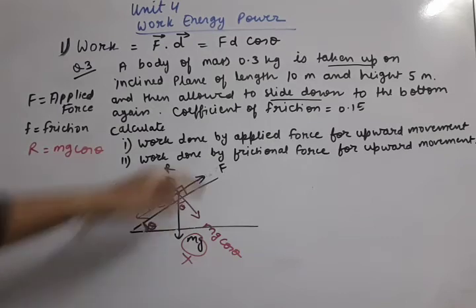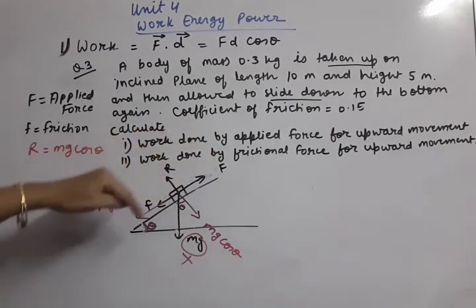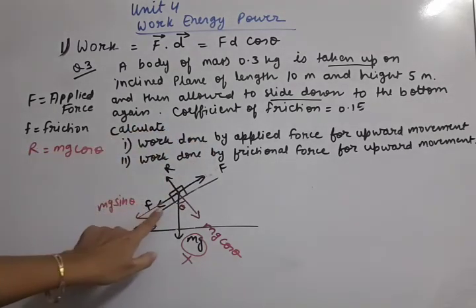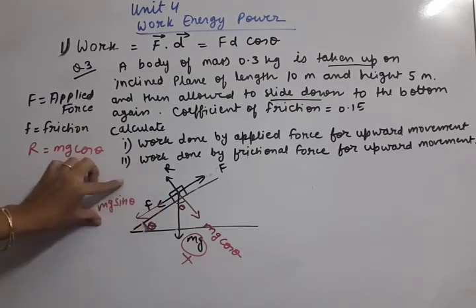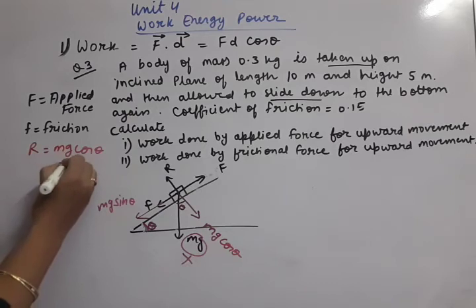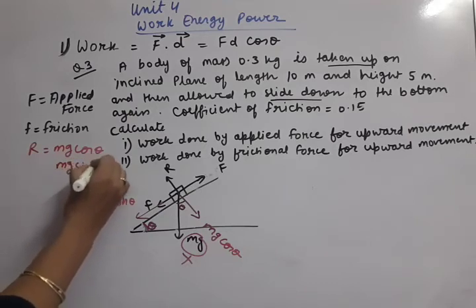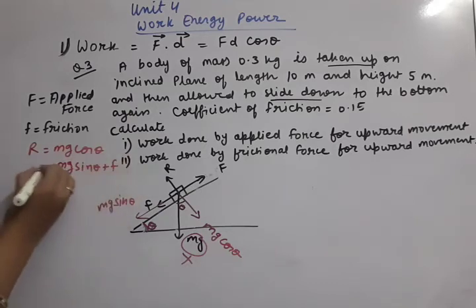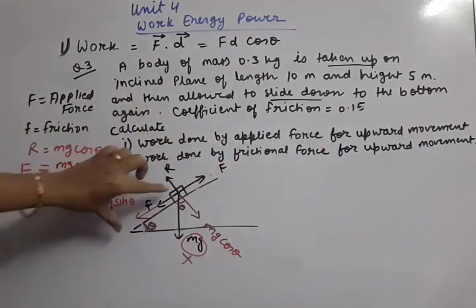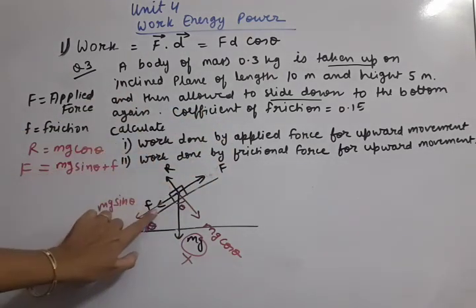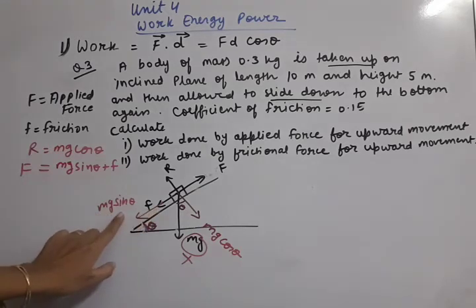Then after that, on this side the applied force is there and on this side two forces are there. One is the friction force and one is mg sin theta. So those two will be added. So mg sin theta plus friction force is equal to applied force. This is the equation. Applied force is in this direction upward, and opposite to that there are two forces: small f, meaning friction, and mg sin theta.